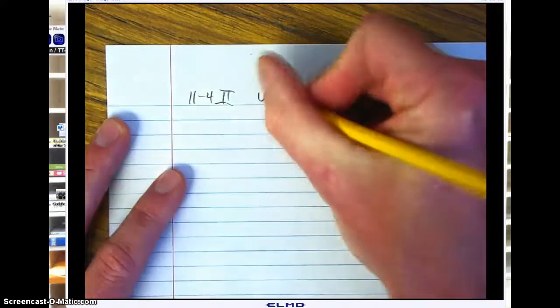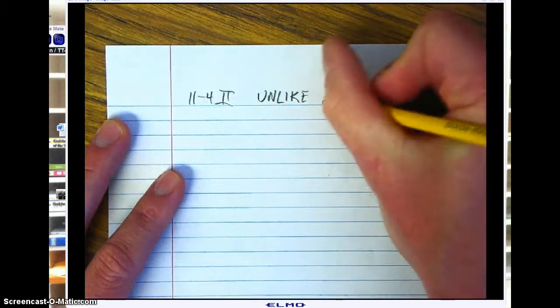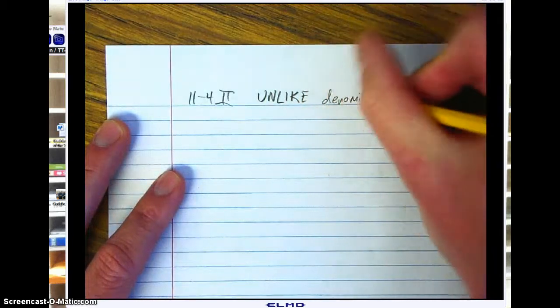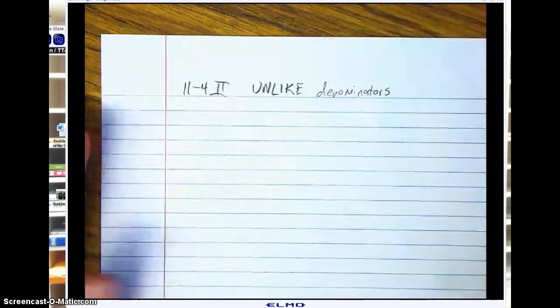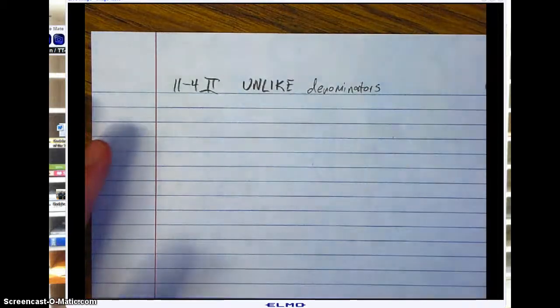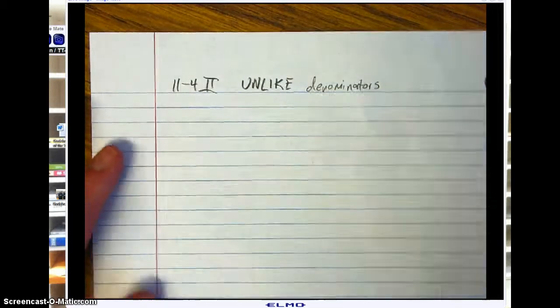This is the harder one: unlike denominators. You know, when you add or subtract fractions, you need the same denominator. So for part 2, I'm going to do two examples that have different denominators.